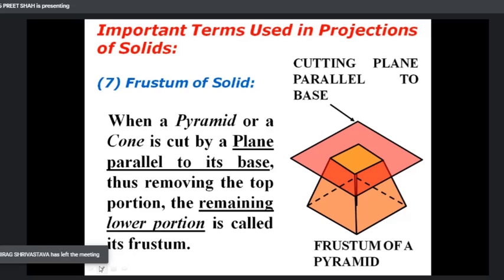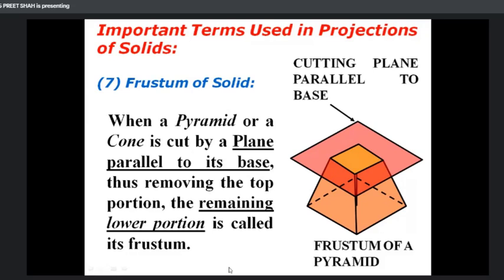Okay, now you can check here, your cutting plane is parallel to the base. Cutting plane is parallel to base, and the remaining lower portion is called the frustum of solid. But if I consider here, the plane is inclined to base, cutting plane is inclined to base, so it is called a truncated solid. Understand?